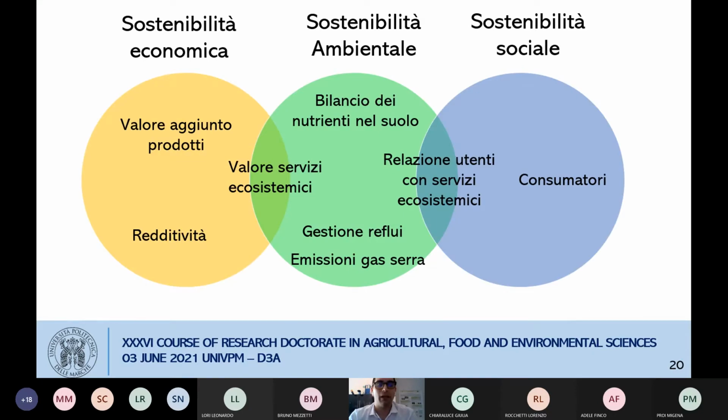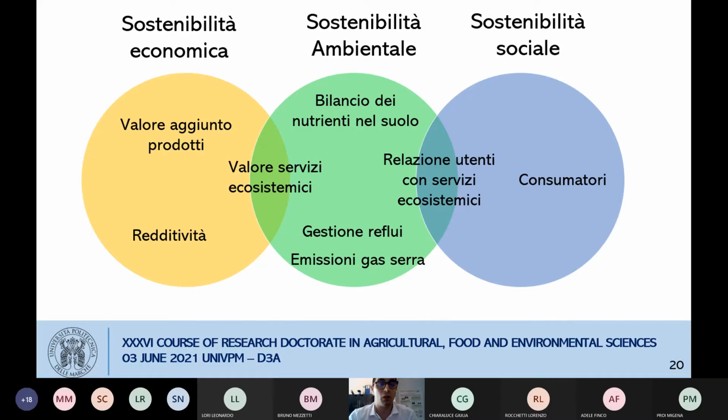Dalla mia analisi è risultato che per quanto riguarda la sostenibilità economica sono stati analizzati soprattutto gli aspetti legati al valore aggiunto dei prodotti e alla redditività delle produzioni. Per quanto riguarda la sostenibilità sociale sono stati analizzati soprattutto il rapporto dei consumatori nei confronti dei prodotti di montagna, mentre per quanto riguarda la sostenibilità ambientale sono stati effettuati soprattutto studi sul bilancio dei nutrienti nel suolo, sulla gestione dei reflui e sulle emissioni di gas serra.